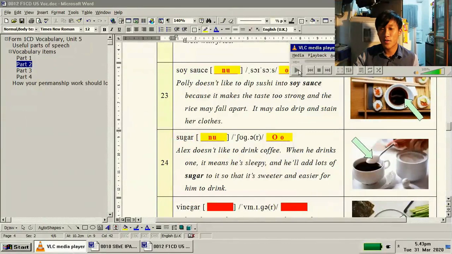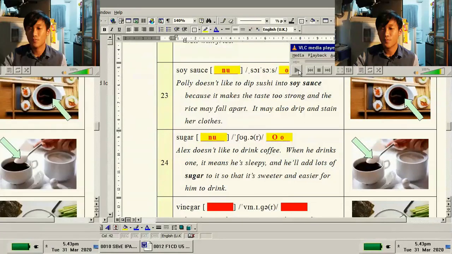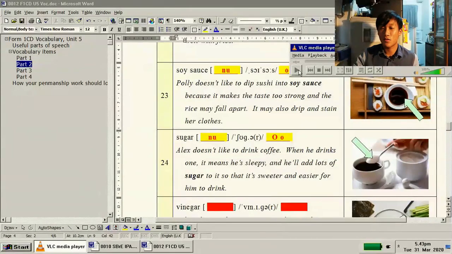Alex doesn't like to drink coffee. When he drinks one, it means he's sleepy. And he'll add lots of sugar to it so that it's sweeter and easier for him to drink.